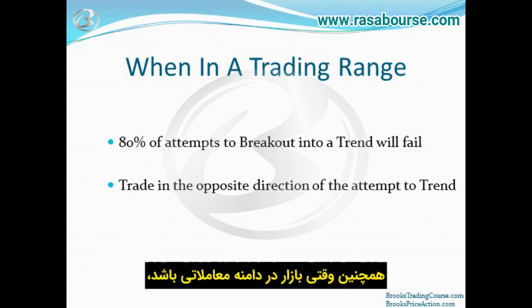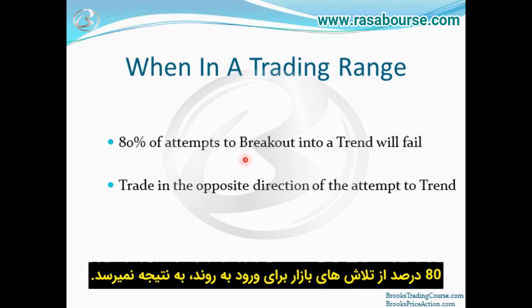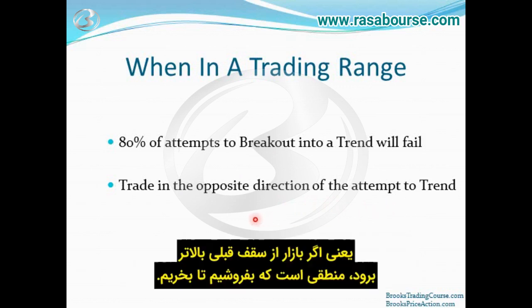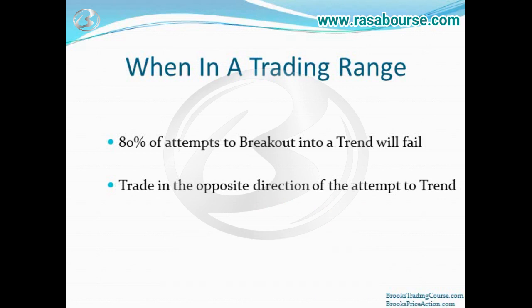Likewise, when it's in a trading range, 80% of the attempts to break out into a trend will fail. So you should trade in the opposite direction of the attempts to convert into a trend. So if the market goes above a prior high, it makes more sense to look to short than it does to look to buy.